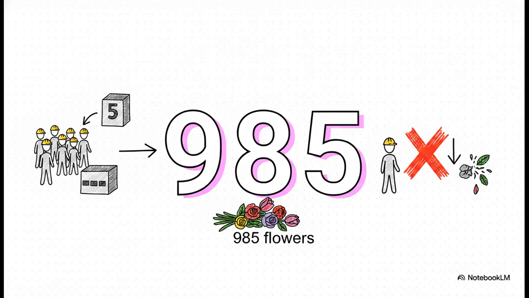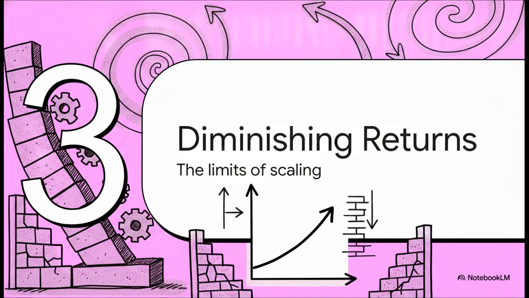By taking those 100 workers and combining them with the 5 fixed units of capital, the absolute maximum achievable output for this firm is exactly 985 flowers. Hiring worker number 101 wouldn't just give you 0 extra flowers, it would actually mess up the workflow and cause total production to drop. Moving into part 3, the law of diminishing returns, the absolute limits of scaling.